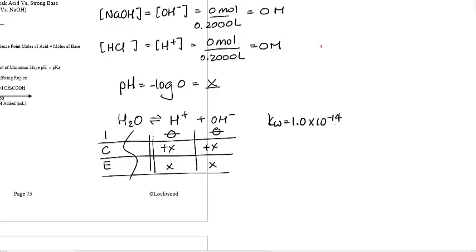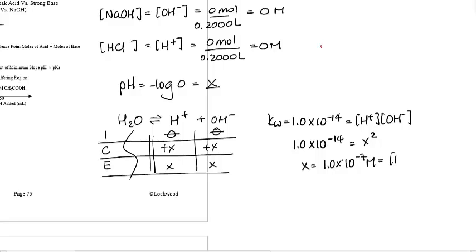Now recall, in terms of the equilibrium of water, the equilibrium constant, Kw, is 1.0 times 10 to the minus 14. Now, if we take a look over here, this is equivalent to H plus times OH minus. So when we now calculate this out, we get 1.0 times 10 to the minus 14 is equal to X squared. So X over here, when we square root it, is equal to 1.0 times 10 to the minus 7 molar, which is equal to the concentration of the H plus. So if we want to find the pH, then we're going to go negative log 1.0 times 10 to the minus 7, and so we end up with 7.00 as our final pH.